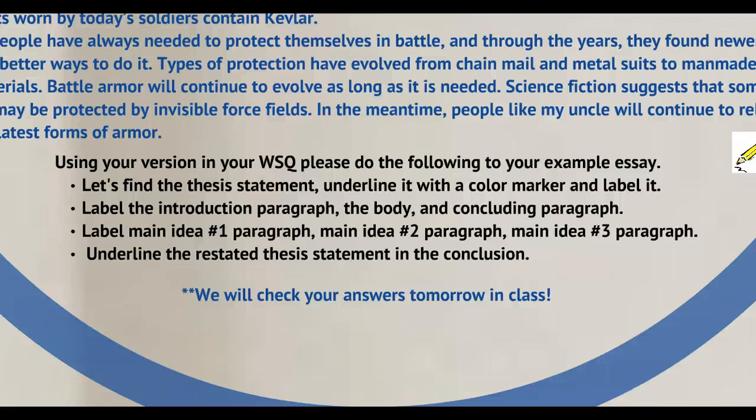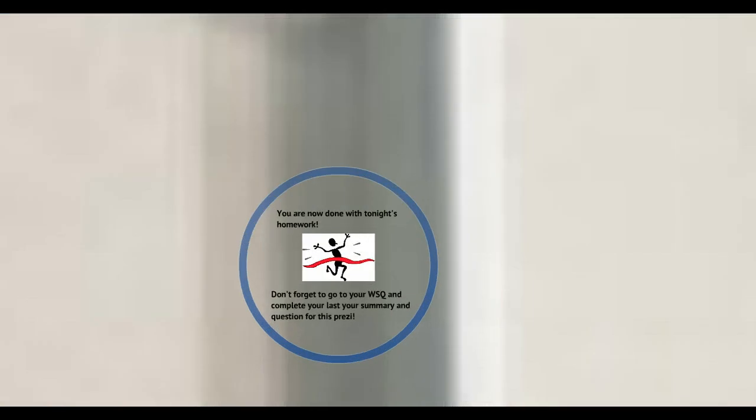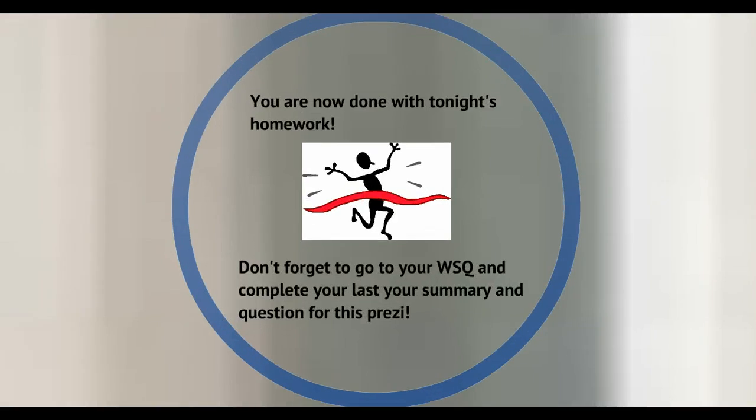And then I also want you to label main idea paragraph 1, main idea paragraph 2, and main idea paragraph 3. And then in the last and final paragraph, I want you to go ahead and look into the conclusion and see if you can find the restated thesis. And we're going to go ahead and check these answers tomorrow in class using the smartboard. So hopefully there'll be some volunteers willing to come up and use the smartboard and markers and that sort of thing. So that's tonight's homework, nice and simple.